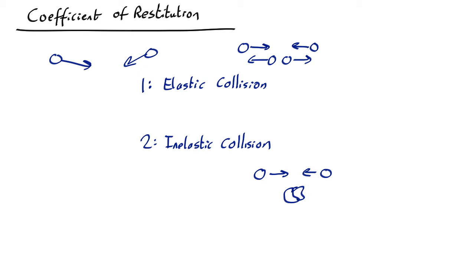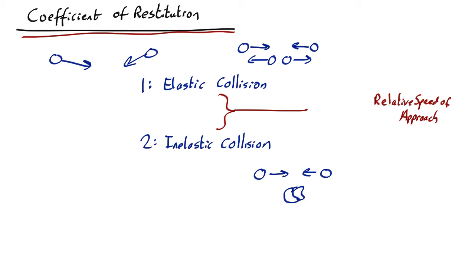Now in reality, most situations lie somewhere in between these ones. And in this case, we use the concept of the coefficient of restitution. Basically, you look at the relative speed of approach and the relative speed of departure, and the ratio is the coefficient of restitution.